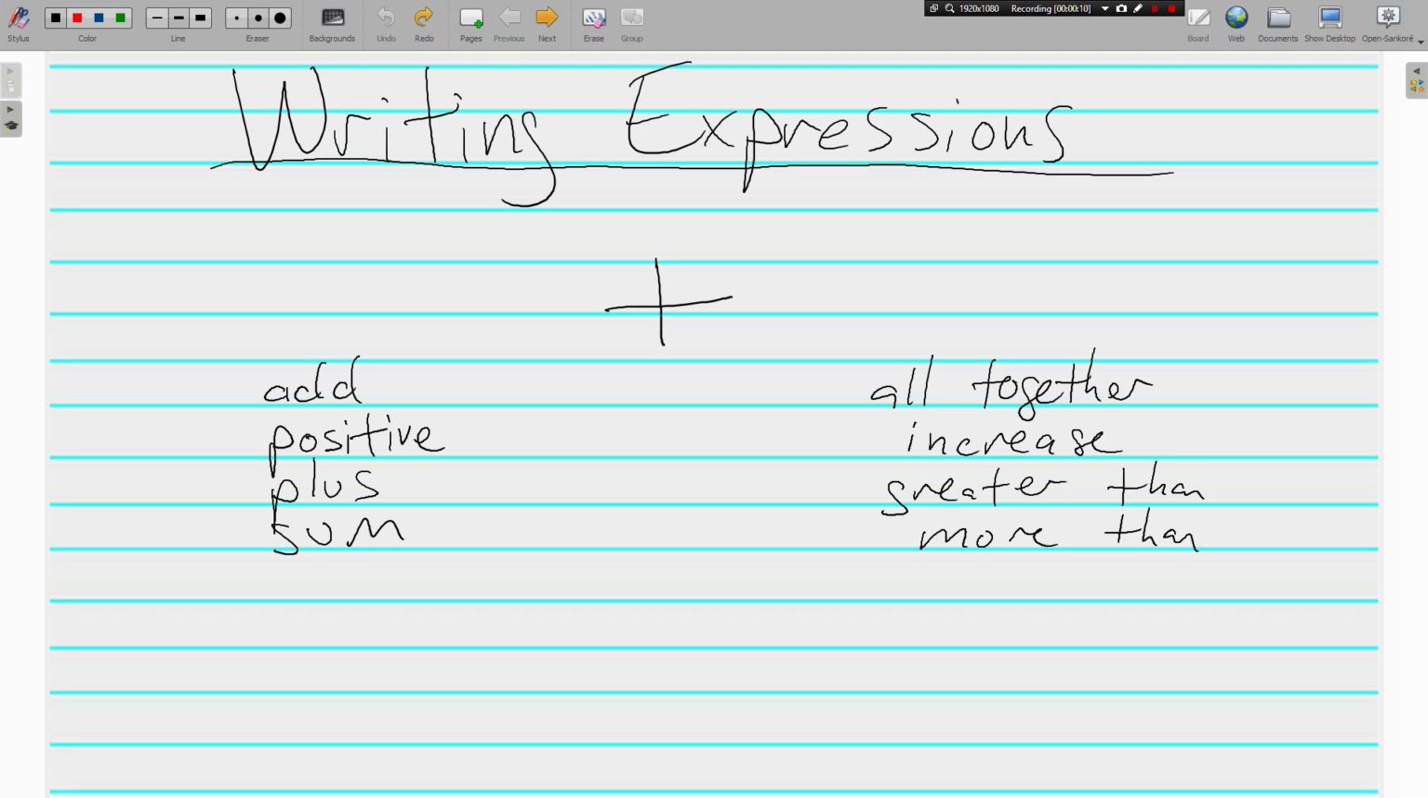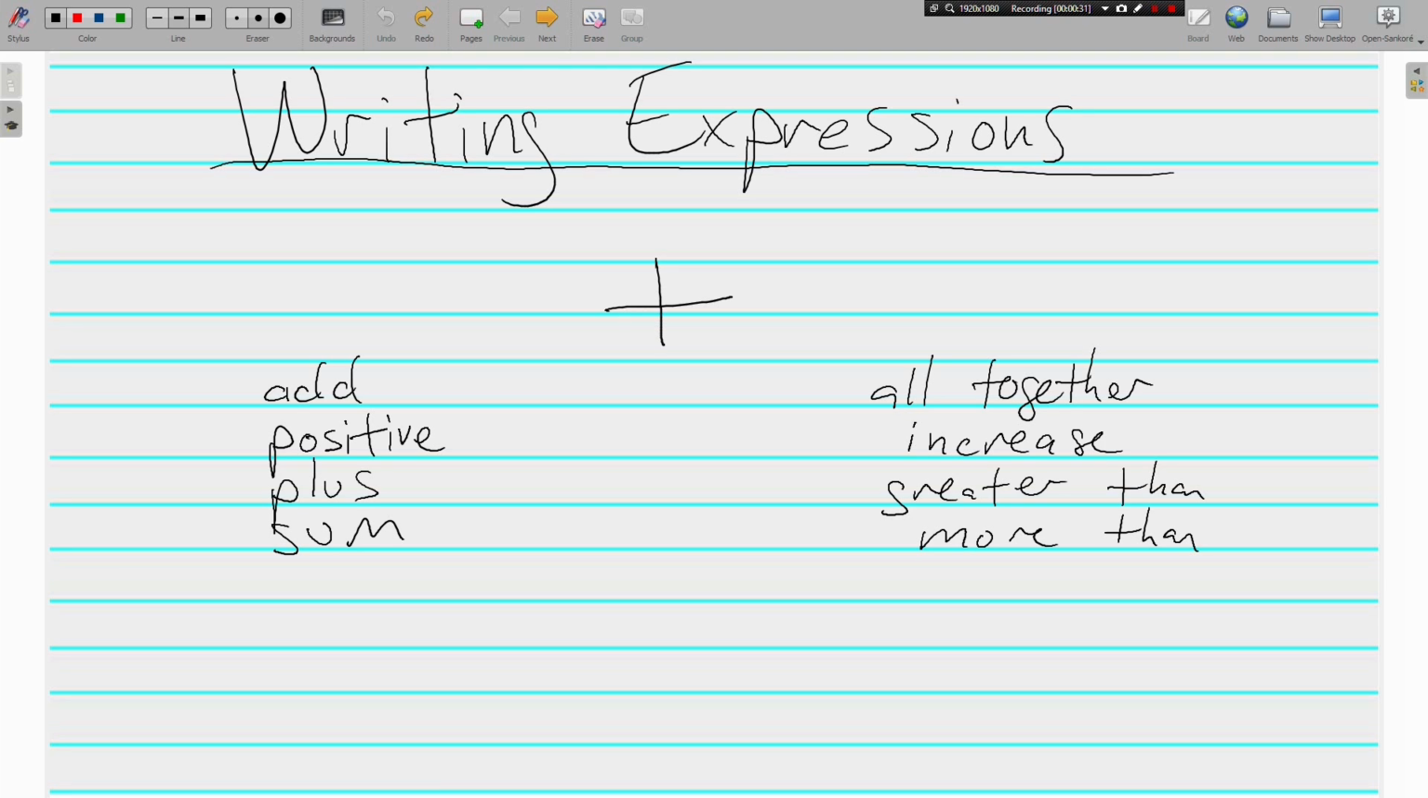But before we jump into writing those equations, let's review and make sure that we know how to write expressions, going from verbal expressions to algebraic. Let's just review a little bit here, the words that go with the different symbols that we use in our expressions.